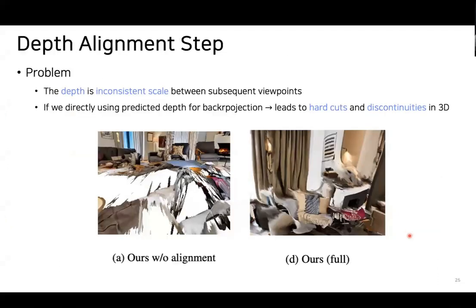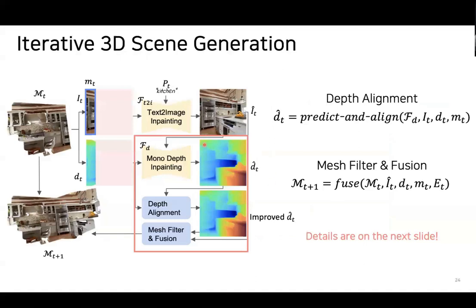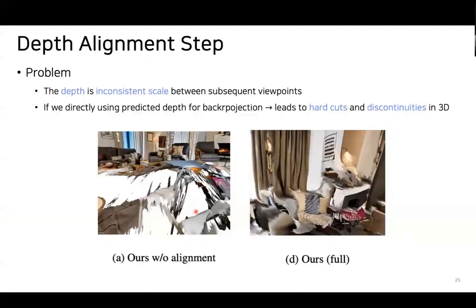So first is the depth alignment step, this one. In the monocular depth estimation, depth is an inconsistent scale with different viewpoint. If we directly use predicted depth for back projection from 2D to 3D, it leads to hard curves and discontinuity in 3D like that. So we need depth alignment step.